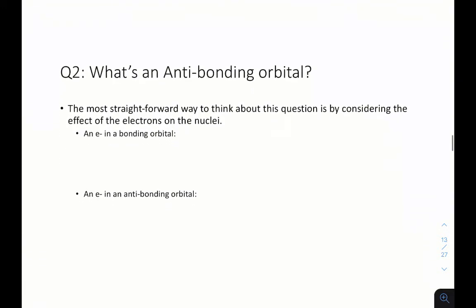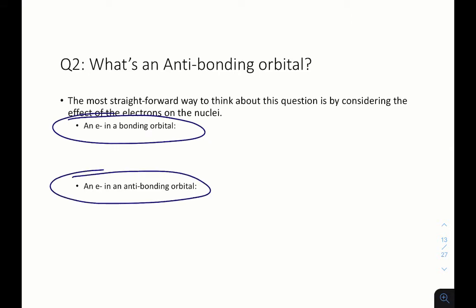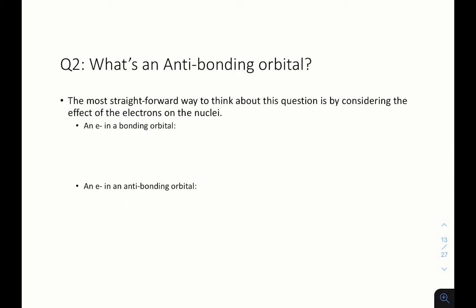Second question, what is an antibonding orbital? The most straightforward way to think about antibonding orbitals is by considering the effect of the electrons on the nuclei. Let's think about an electron in a bonding orbital and an electron in an antibonding orbital and compare those two possibilities. In each scenario, where is the electron most likely to be? For an electron in a bonding orbital, we will consider the example of the sigma orbital made from combining two s orbitals. The electron is most likely to be in between the two nuclei.